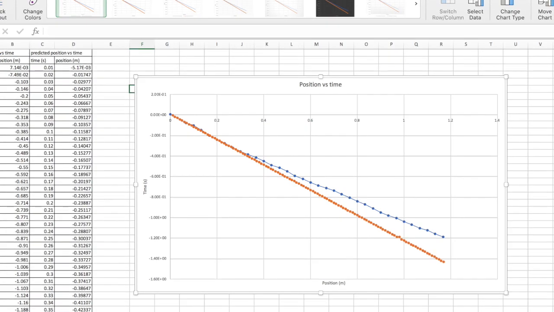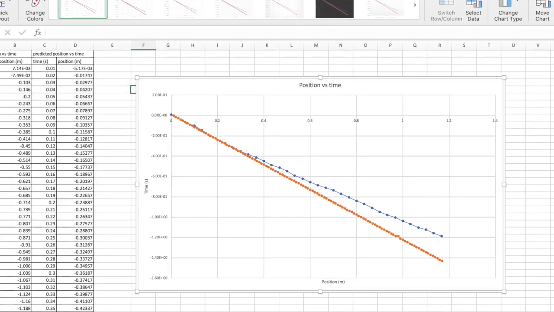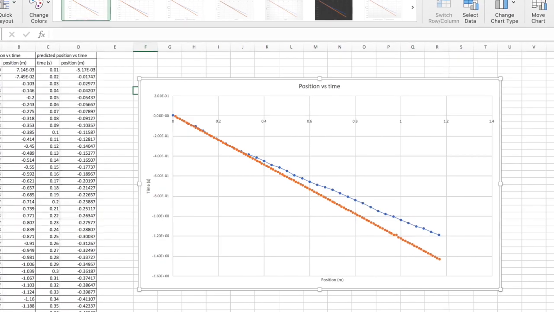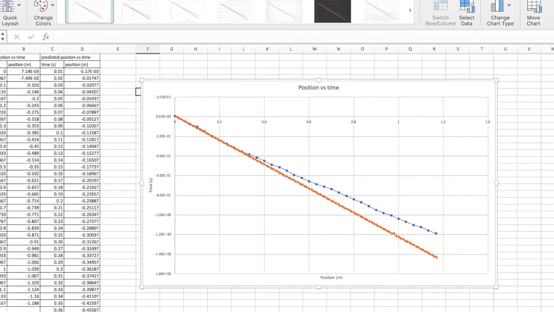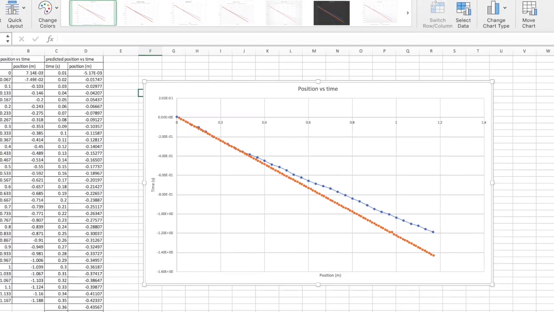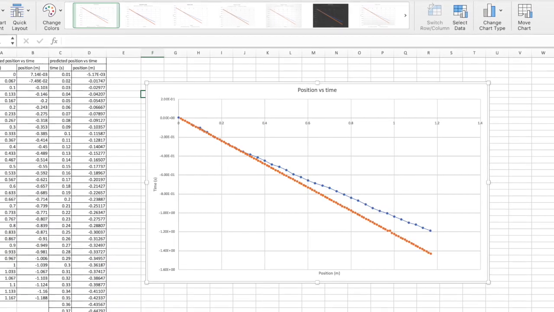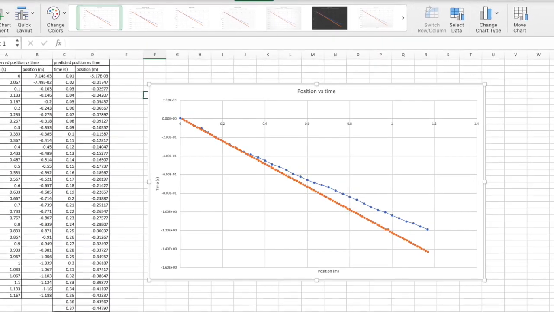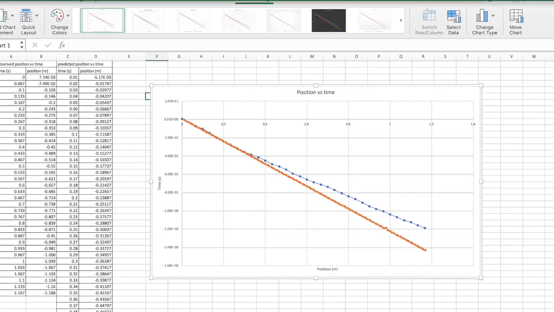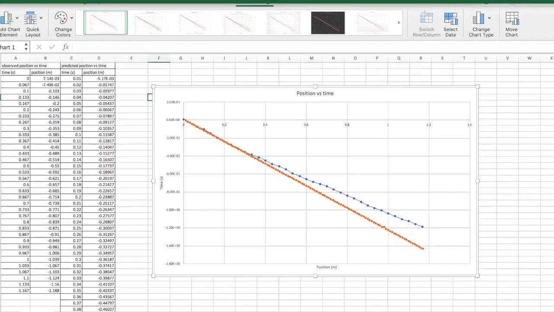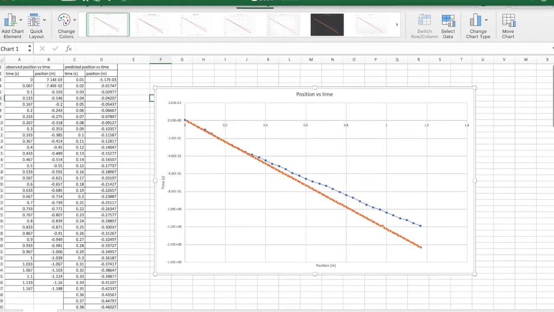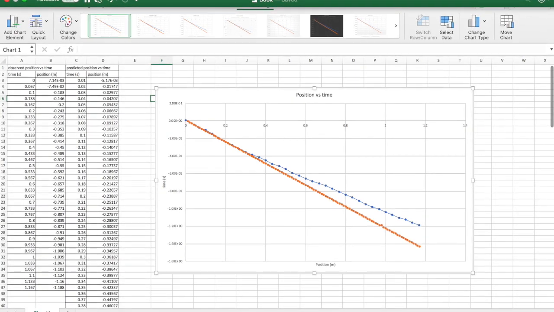Finally, I compared my model to my observations by plotting my data on the same graph in Excel. The two lines look very similar. This proves that my object was in fact traveling at constant velocity, with slight variation due to a few sources of error. Here, the red line represents my basketball's predicted motion, and the blue line represents my basketball's observed motion.